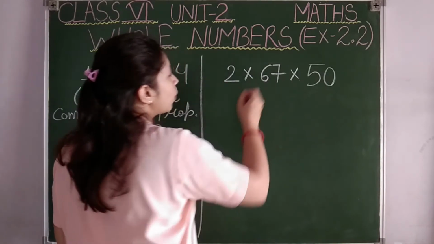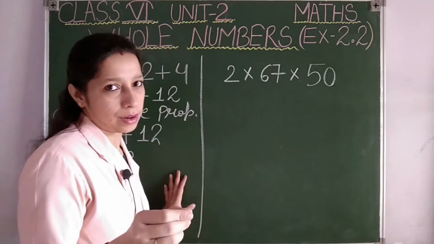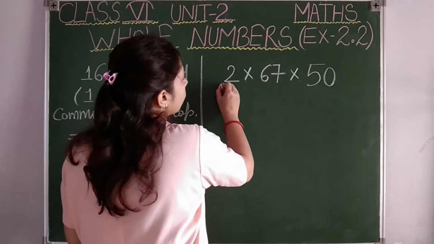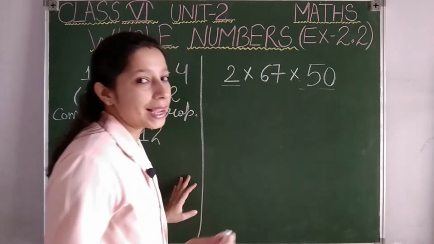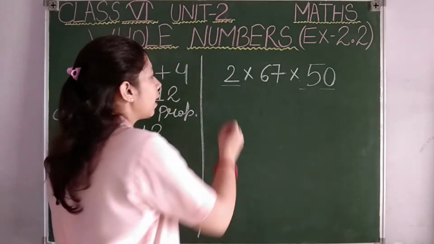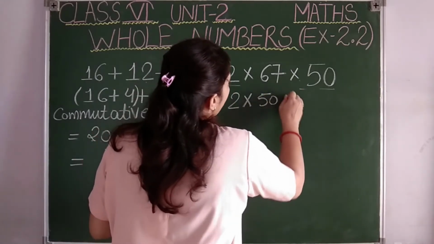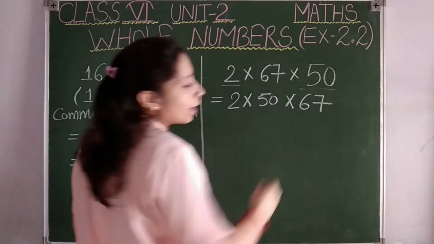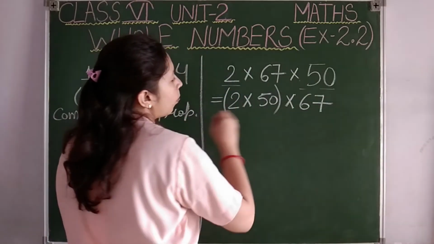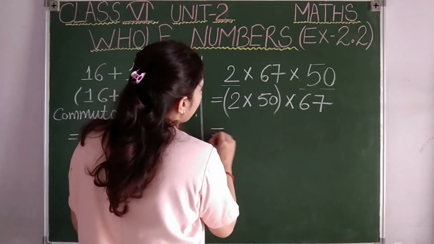If I multiply 2 and 67, I have to work out, I have to calculate. But I know that on multiplying 2 and 50, we will get 100. It is easier to multiply. So what I will do, again by using commutative property, I will change the order of the numbers given. Then by associativity property, I will form a group. First I will take out the product for this.